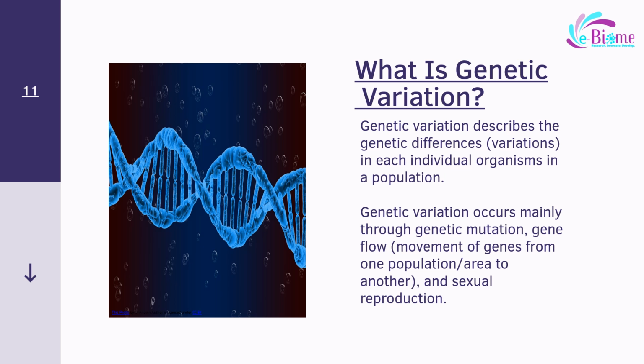Genetic variations mainly occur through things such as genetic mutations, which are changes in the gene sequence of an organism that can be caused by outside environmental factors such as UV light or internal cell repair. It can occur through gene flow, which is the movement of genes from one population or from one area to another.